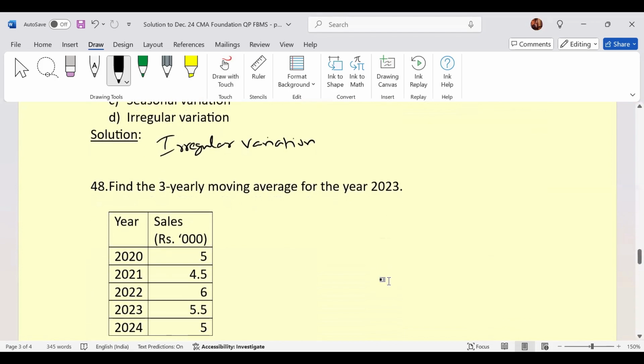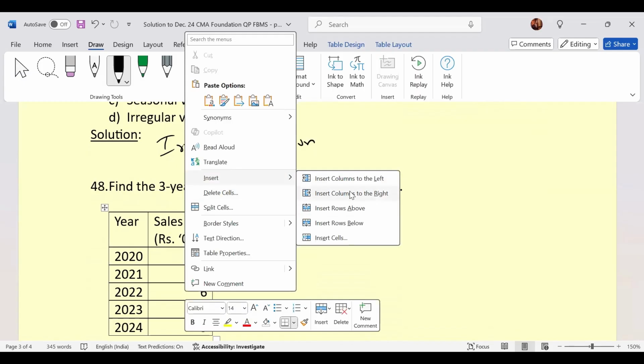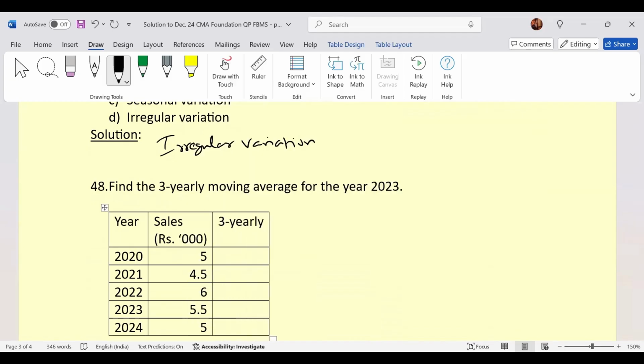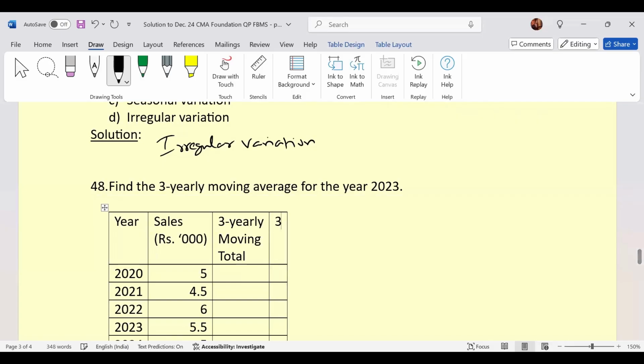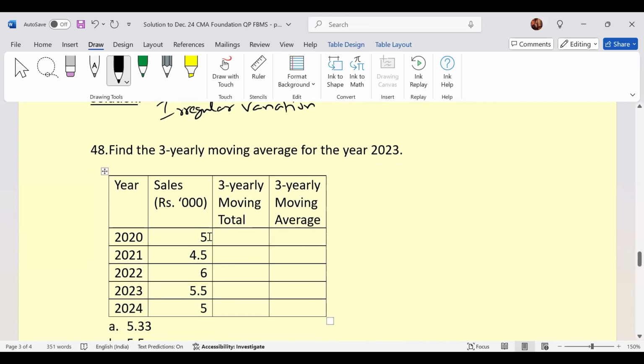Next one, find the 3-yearly moving average for the year 2023. So first we will find out the 3-yearly moving total. Then after that, we will find out the 3-yearly moving average. So first 3 years, 5 plus 6, 11, 11 plus 4.5, it is 15.5. Then 15.5, you subtract 5, so you get 10.5, and then add 5.5, you get 16. Then in 16, you subtract 4.5, and then you add 5, so you get 16.5.